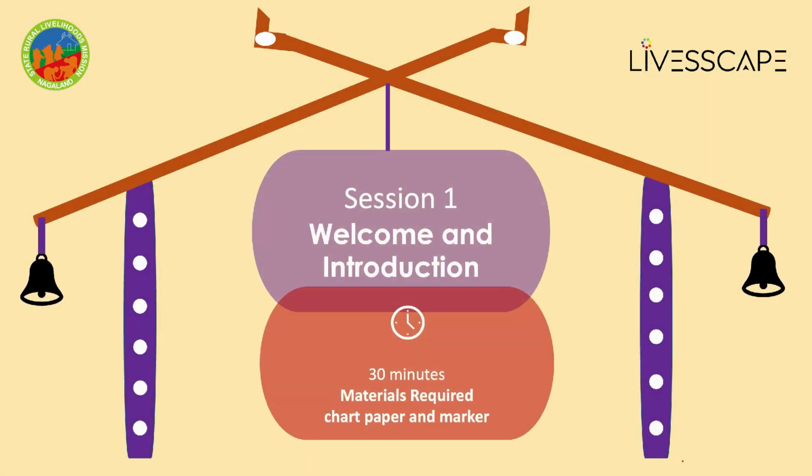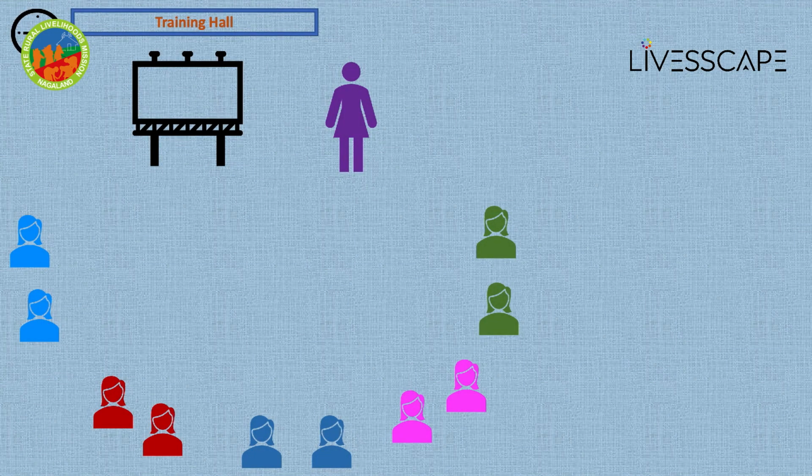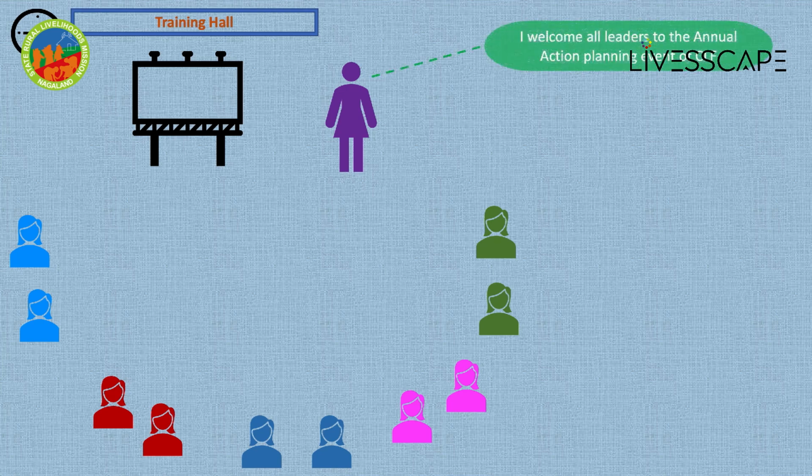We now move on to the first session, which is about the welcome and introduction that is going to be given to the participants. This is going to take around 30 minutes, and the materials required are basic chart papers and some markers. In the training hall, make the participants sit in a circular fashion, and first welcome them and ensure that they are comfortable. Also, you can ask them how the journey to the center had been, so that they feel a little bit more comfortable.